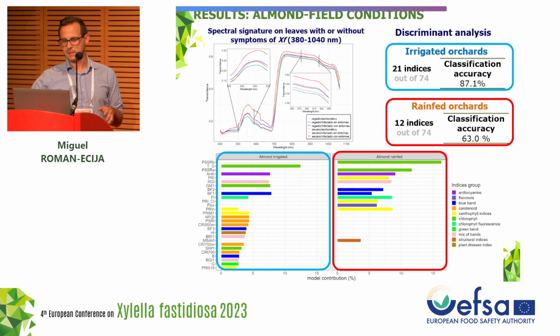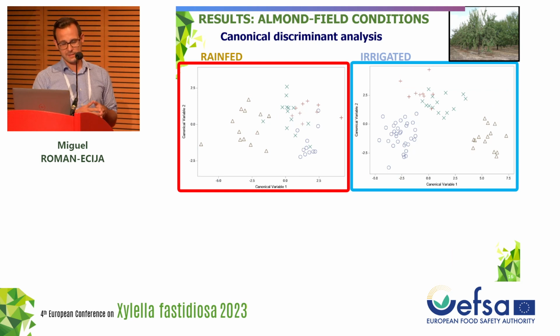But in this case, the interesting thing is that there are some indices that we can find only in the rain-fed plots and only in the irrigated plots. Some of them are shared, and others we can find only in rain-fed or only in irrigated. In almond, several indices related with carotenoids appear.